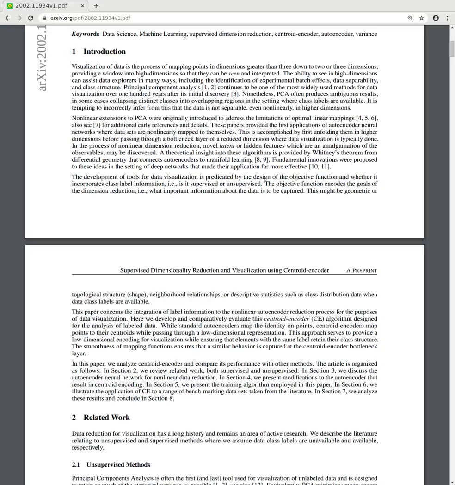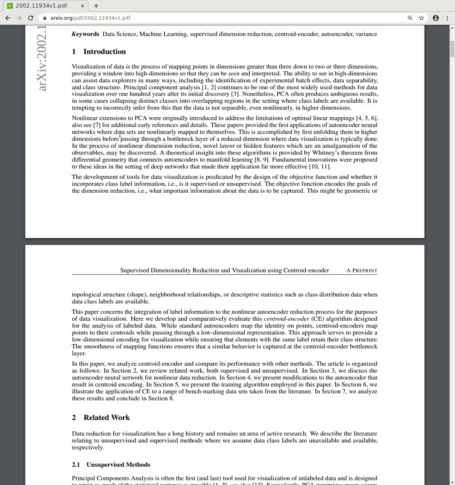Principal component analysis continues to be one of the most widely used methods for data visualization over 100 years after its initial discovery. Nonetheless, PCA often produces ambiguous results, in some cases collapsing distinct classes into overlapping regions in settings where class labels are available. It is tempting to incorrectly infer from this that the data is not separable, even nonlinearly in higher dimensions.